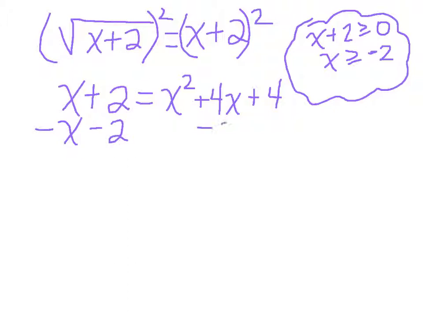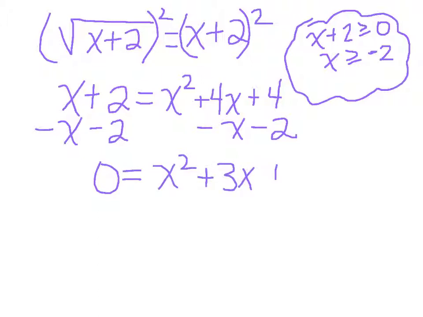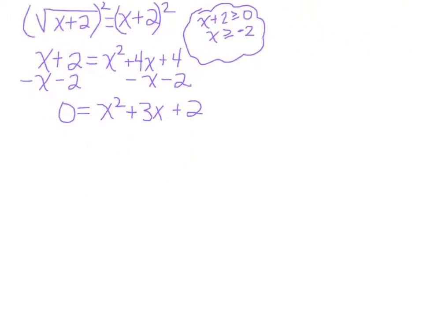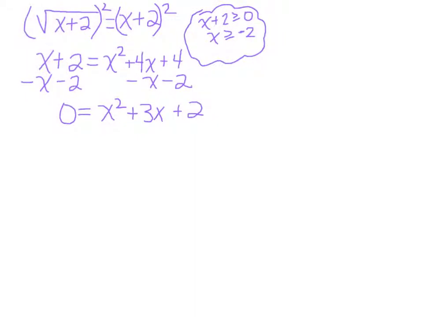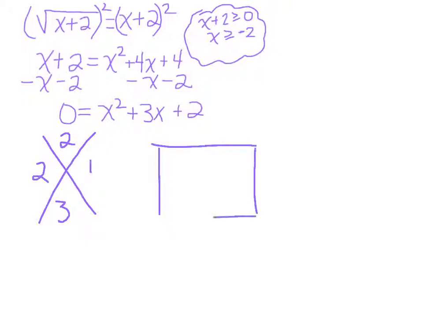so that I set my equation equal to 0. That gives me x squared plus 3x plus 2 on this side. And I'm going to attempt the x box, remember, for about 20 seconds to see if this is factorable. So I'm looking for numbers that multiply to give me 2 and then add up to give me 3. Turns out 2 and 1 are those magic numbers.